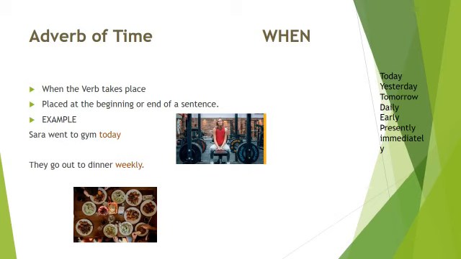Next example, they go out to dinner weekly. Now we can say they go out to dinner without using weekly also. But weekly tells us when they go to dinner, as this adverb describes when the action exactly happens. These are called adverbs of time. Here's a list of words: today, yesterday, tomorrow, daily, early, presently, and immediately.